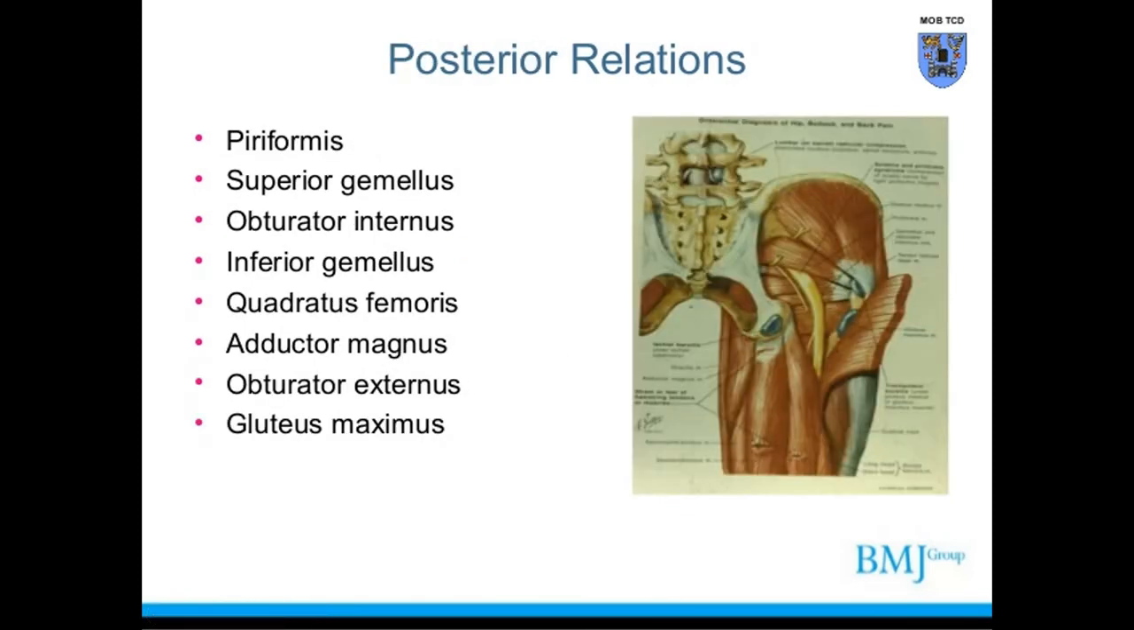Posterior relations: piriformis, superior gemellus, inferior gemellus, obturator internus, quadratus femoris, adductor magnus, especially the hamstring part of the adductor magnus, obturator externus, gluteus maximus. Part of the gluteus maximus is posterior and part will be lateral to it. So these muscles will be lying posterior to it.